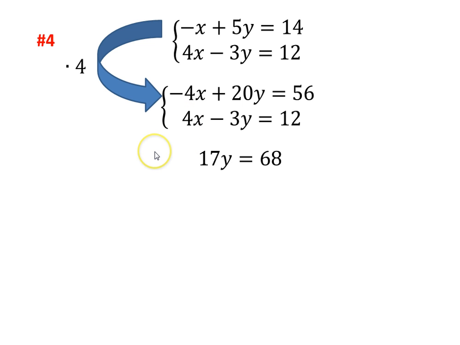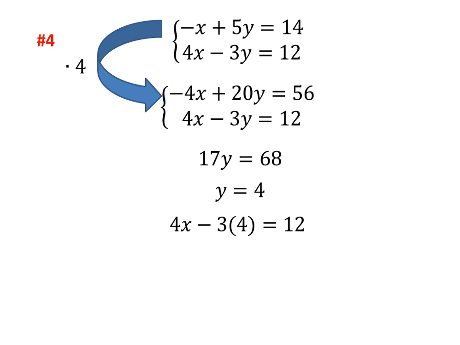So now we have 17y equals 68. Dividing both sides by 17, we get y equals 4. So now we have the value for y. But we are not done because we have to find the value of x. But I can go back to one of our original equations, and instead of writing y, I can write 4.